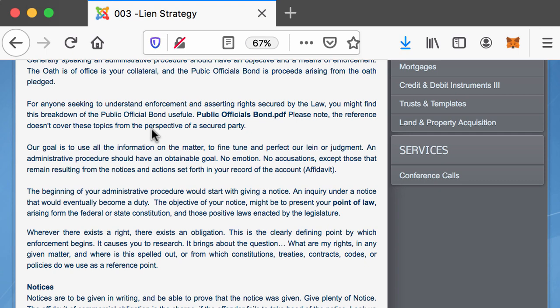So do me this favor, or do yourself the favor, go to Google, type Bouvier's Law Dictionary and the letter N, and look up the word notice. And it's going to not only tell you everything that needs to be in your notice, it's also going to tell you that an inquiry under a notice may become a duty. And this is what we do when we express our constitutional rights, because the Constitution doesn't seem to be the policy that they are operating under, but they have an obligation. So you have to give them notice.